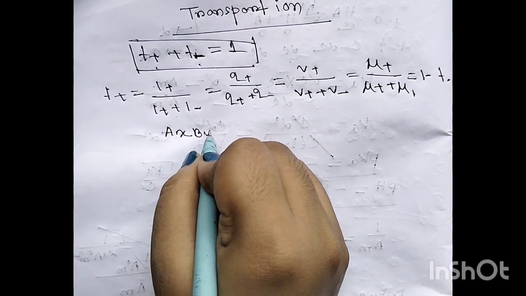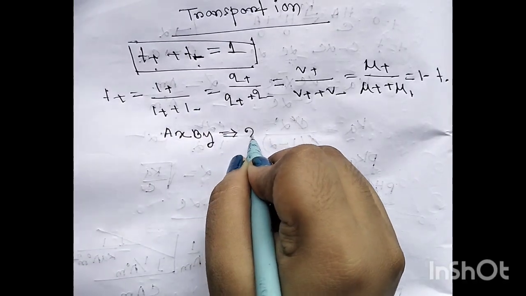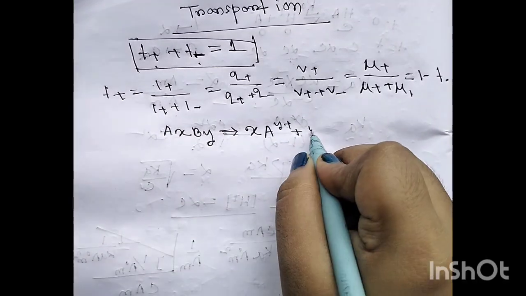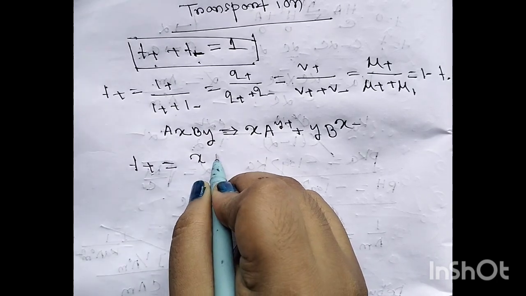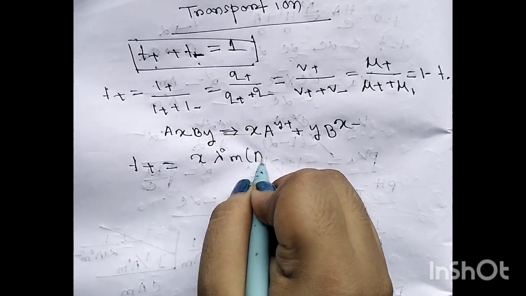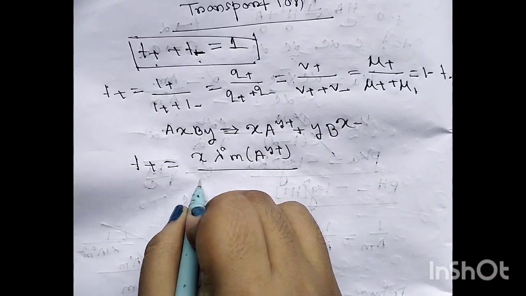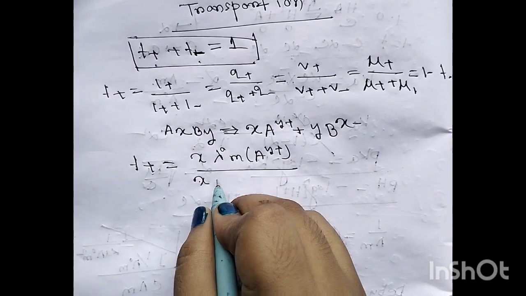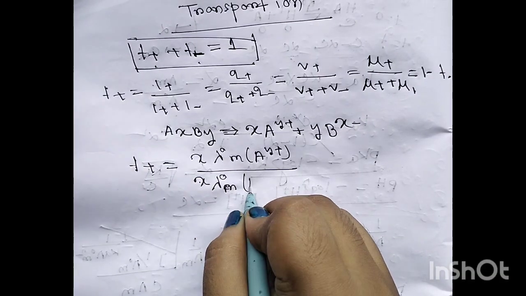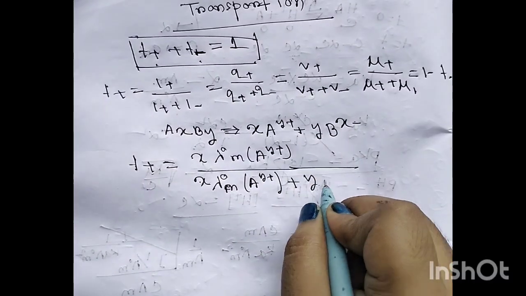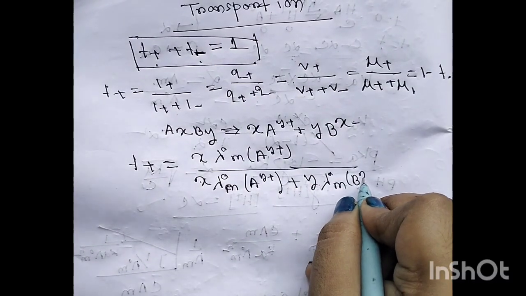At infinite dilution, the compound AXBY again dissociates into X A Y plus and Y B X minus. Here the transport number for cation equals X into ionic conductivity of A Y plus, divided by lambda m, which equals X into ionic conductivity of A Y plus plus Y into ionic conductivity of B X minus, or we can say the total conductivity of the compound.